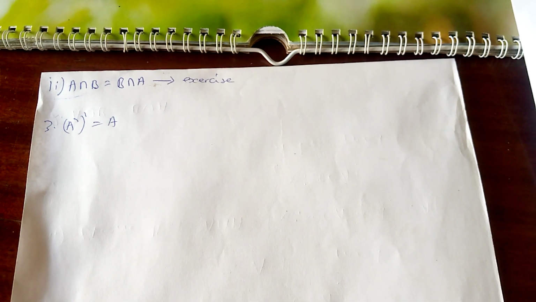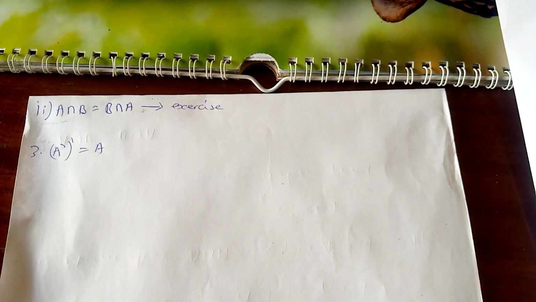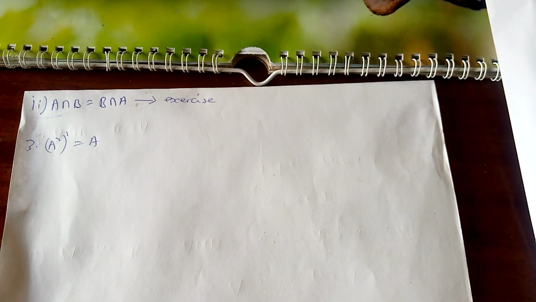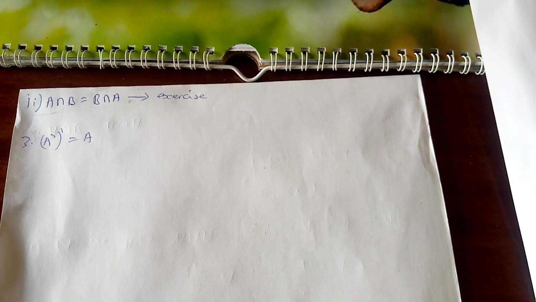Okay, so our next theorem states that A intersect B is equal to B intersect A. Kindly correct me, I think in the introduction I had said A intersect B is equal to B union A. Kindly correct that; this will be left to you as an exercise.